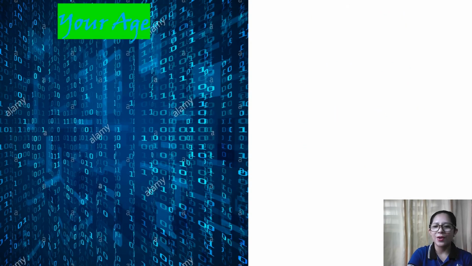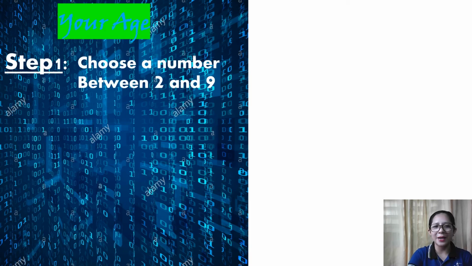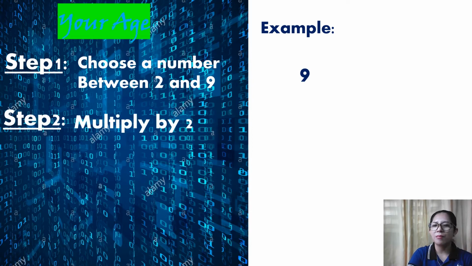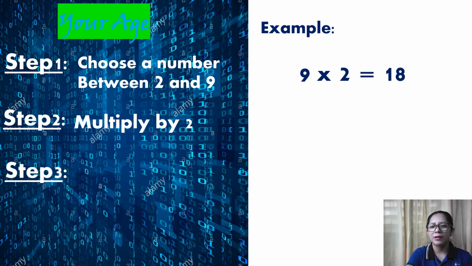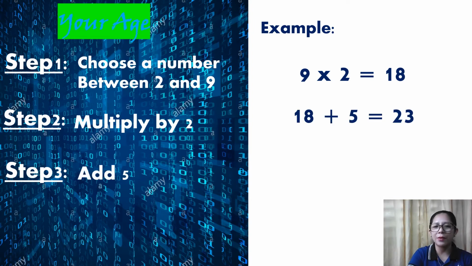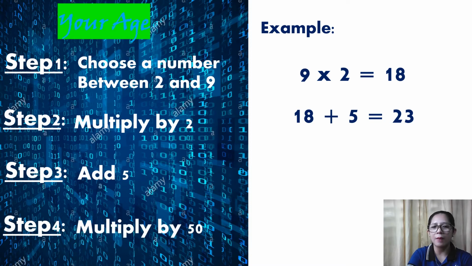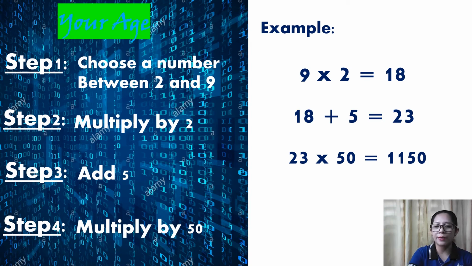Then let's have your age. Okay, this time, choose a number between 2 and 9. So only 2 and 9. So for example, I will be choosing 9. So next is multiply it by 2. So we have times 2. Next is add 5. So for my example, we have 18 plus 5 is 23. Next is multiply it by 50. So we have 23 times 50 is 1,150.